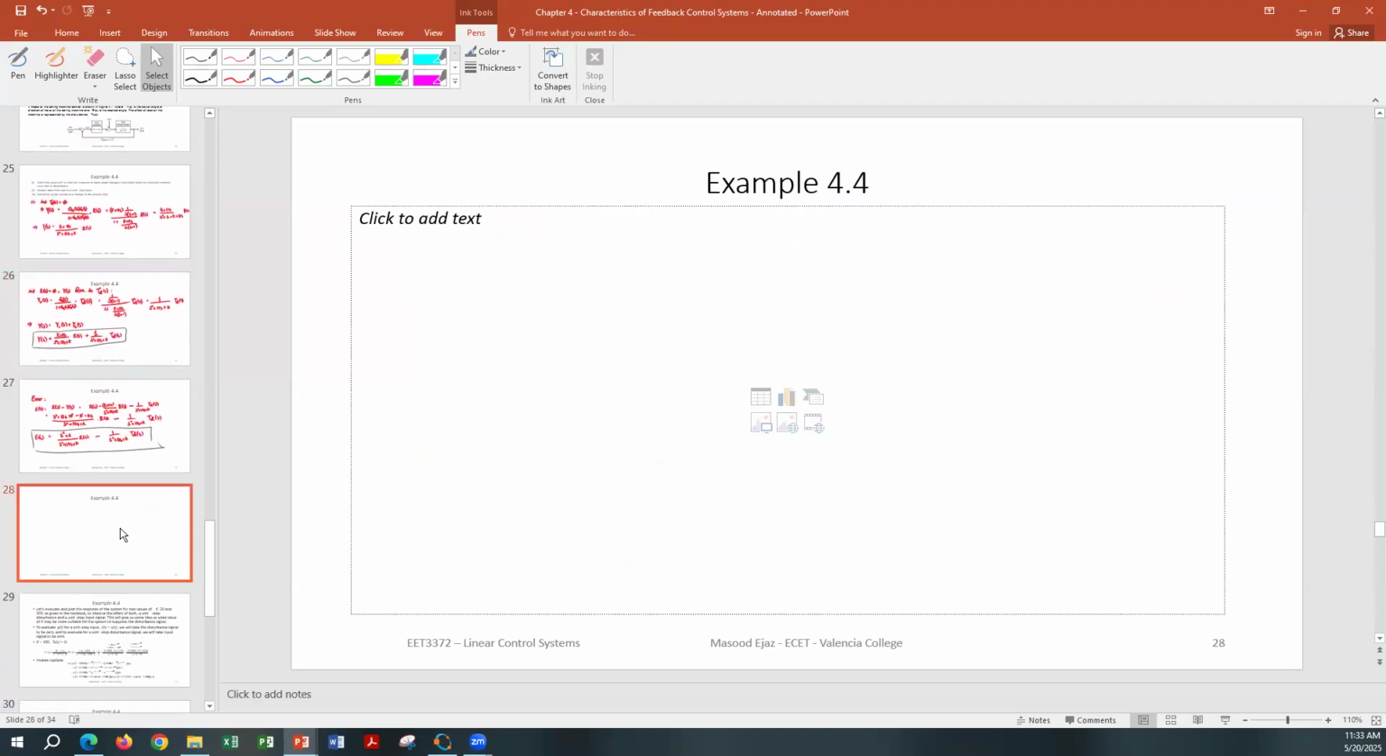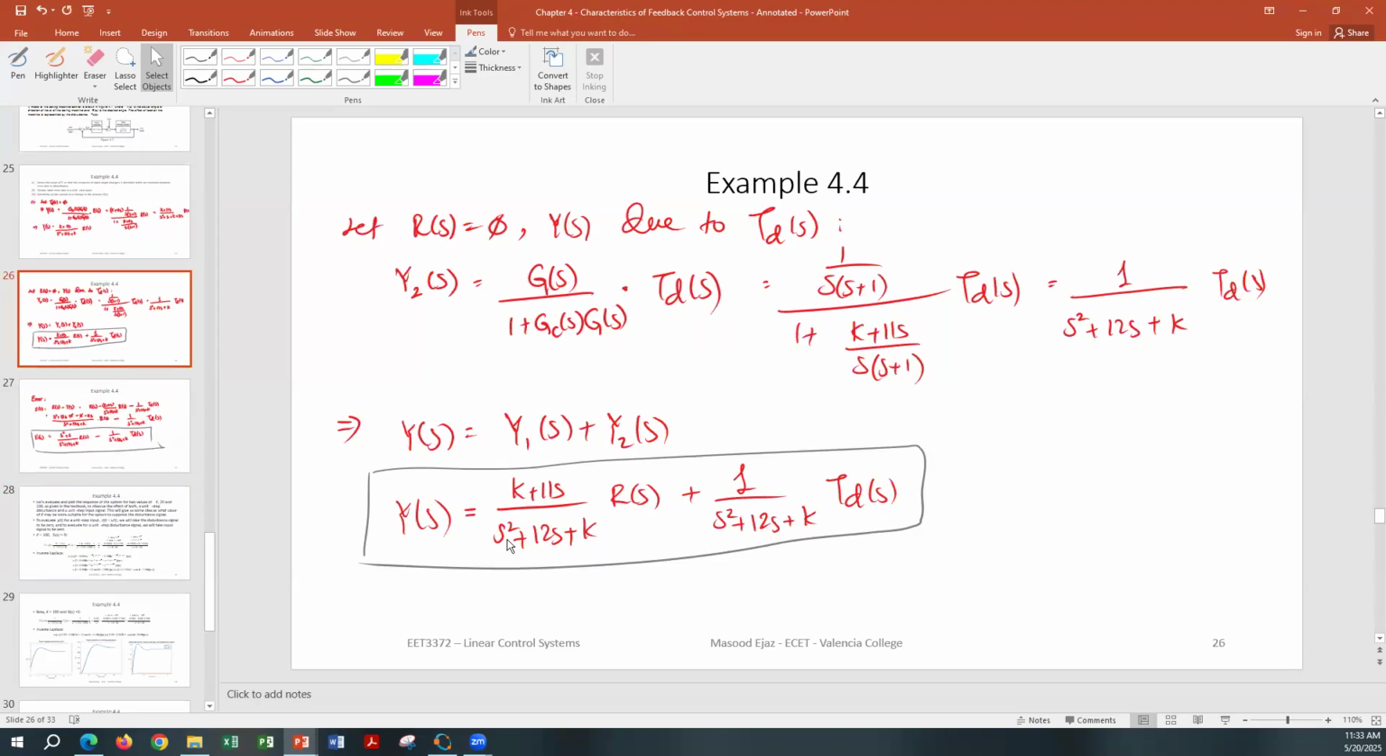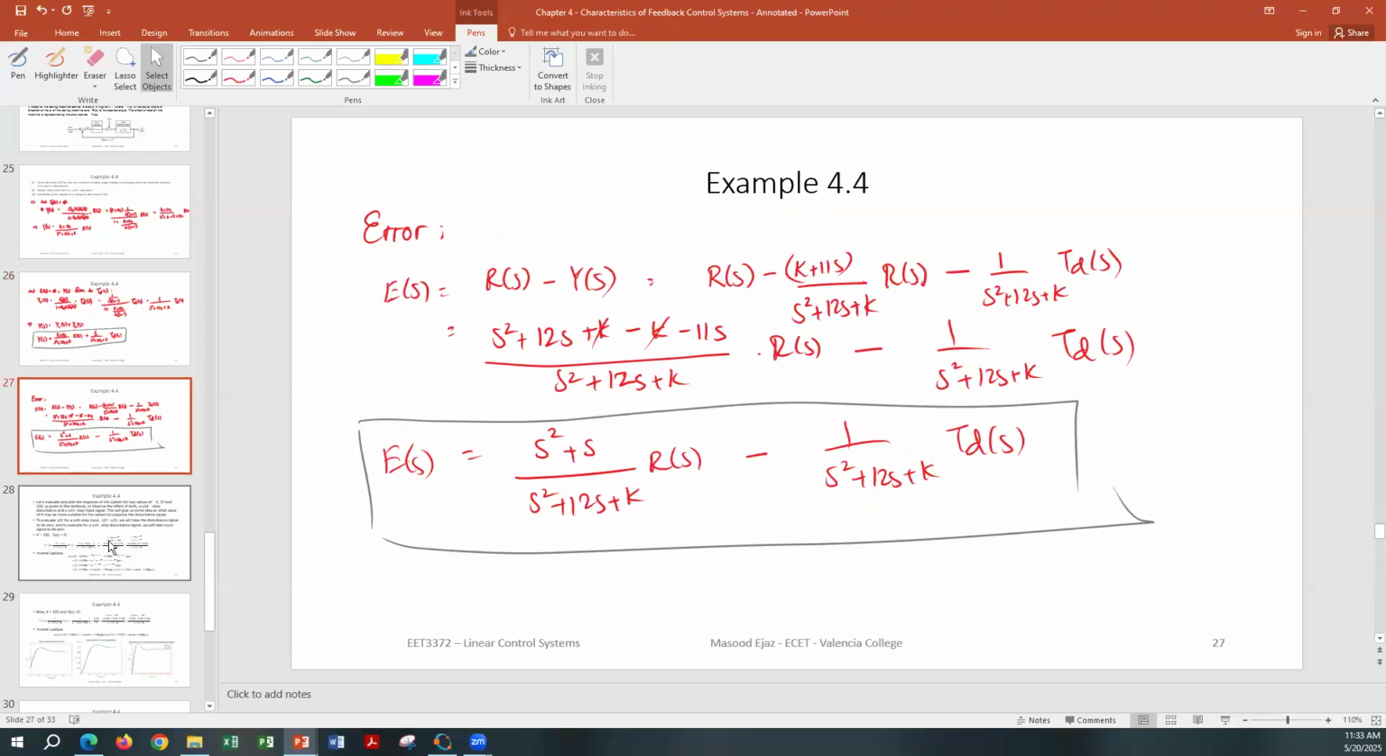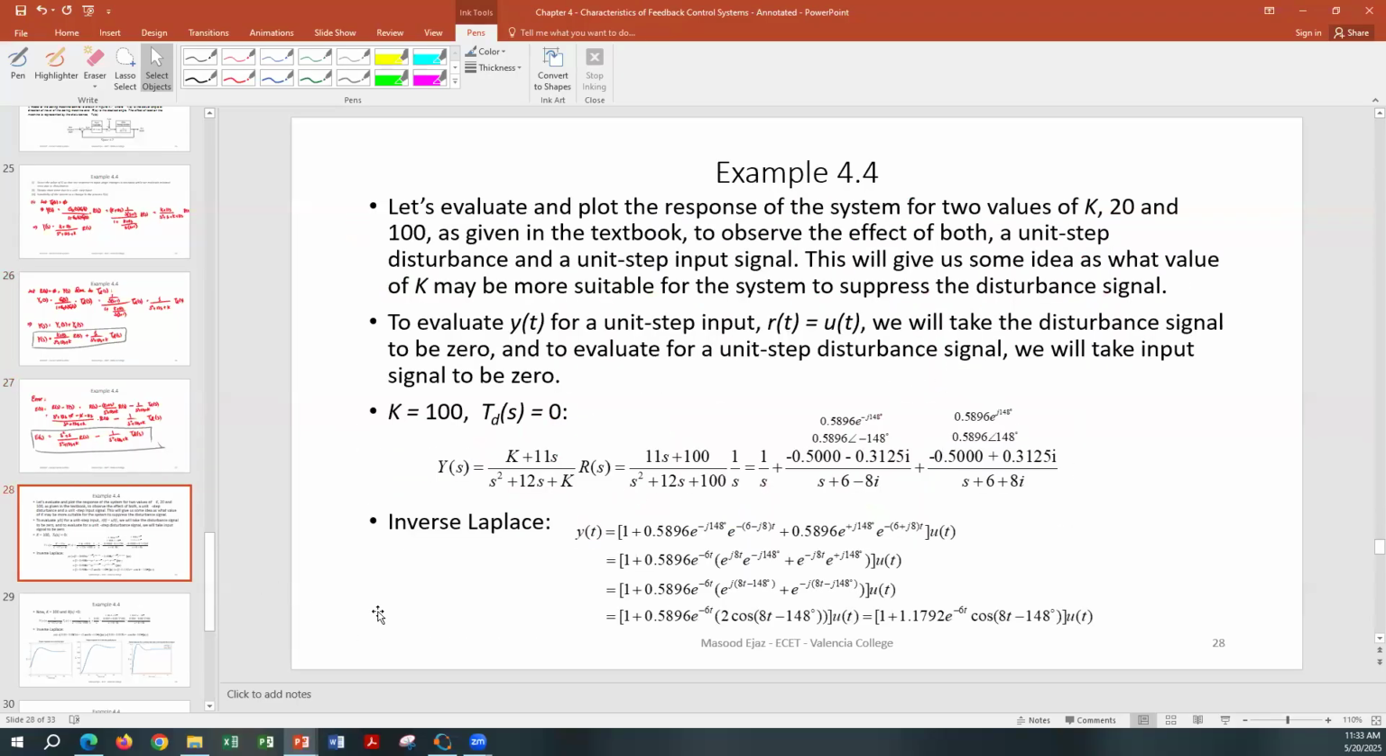Okay, let me delete this slide. So now we have two expressions, y output and the error. This is from the book. They took two values for K: 100, a large value, and 20, a smaller value, and then they looked at how these two values affect the output as well as the gain if your input is a unit step and your disturbance is also a unit step. This will give us some idea of what value of K may be more suitable for the system to suppress the disturbance signal.